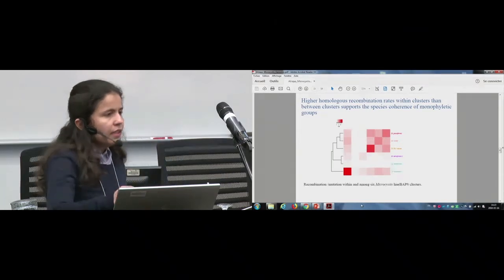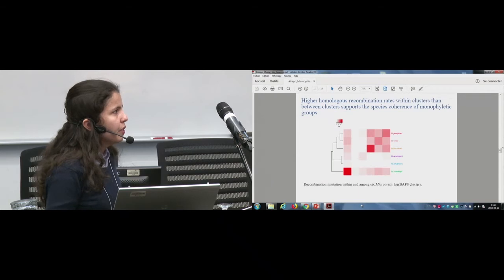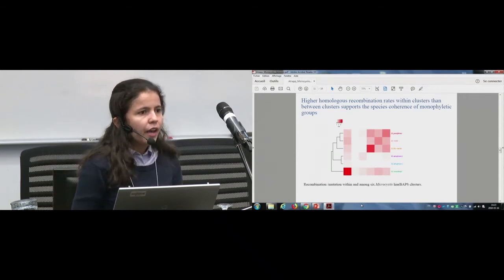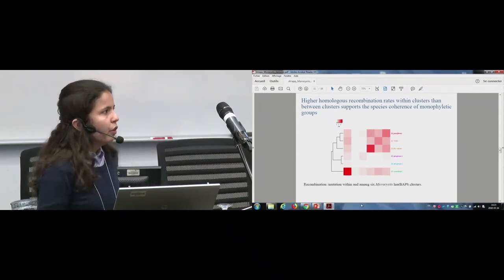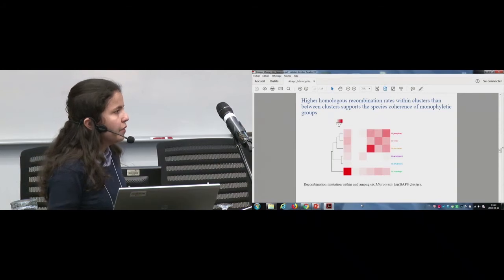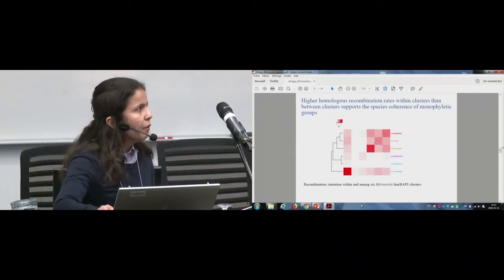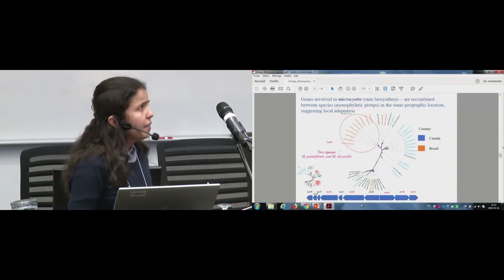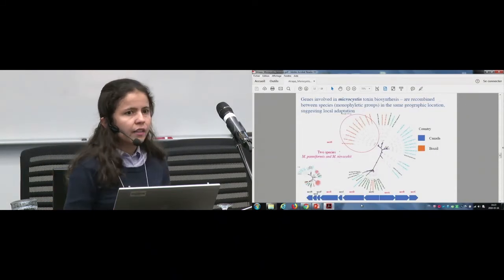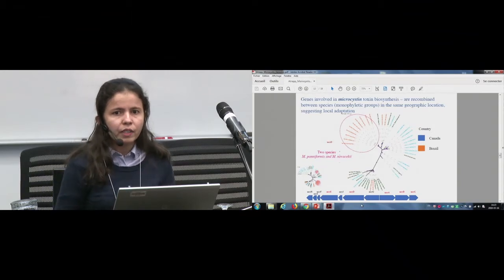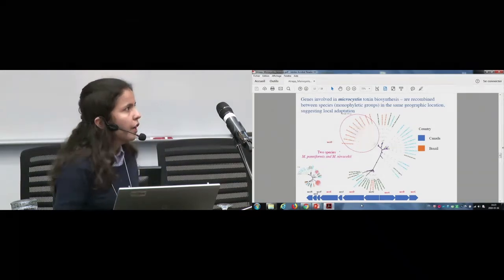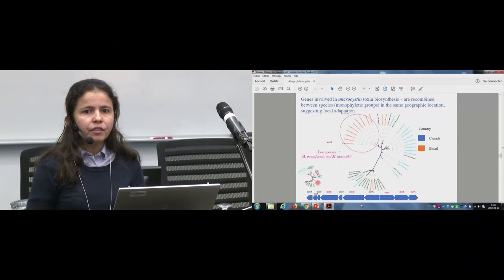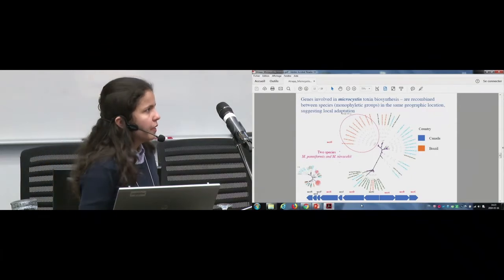As we can see, within a species, like Microcystis paniformis and viridis, there is more recombination than between species. This supports species coherence in Microcystis. Another interesting thing is that after we looked at the genomes in Microcystis using the core genes, we started to analyze gene by gene what happens in every gene of Microcystis.